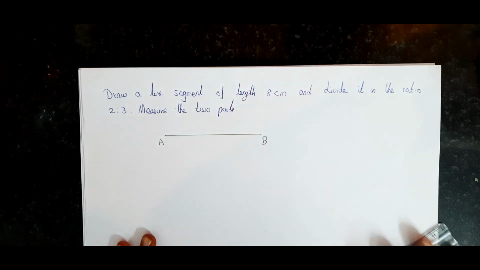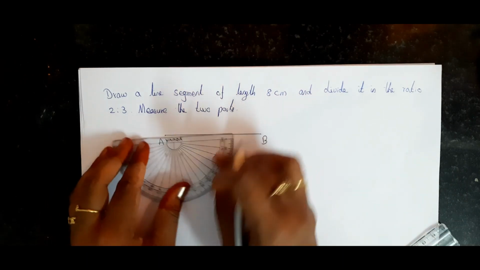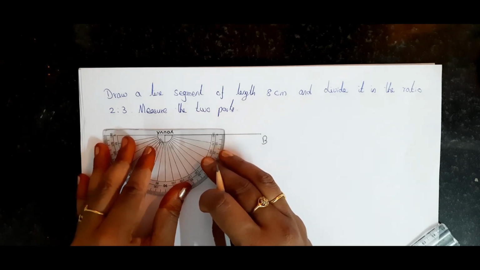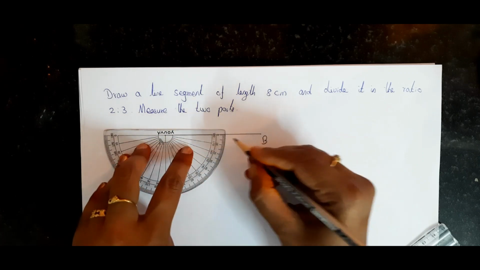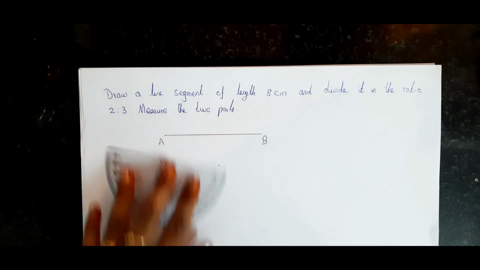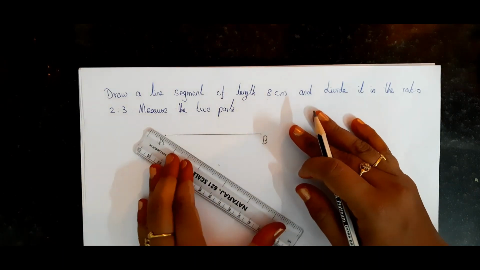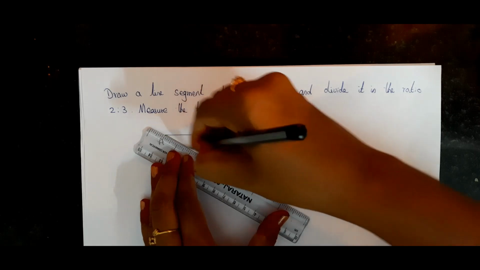So next what should we do? We have to make the acute angle. You can take 30 or 40. I am going to take 30 degrees. So keep the protractor like this from A. Okay, so this is 0, 10, 20, 30. So I mark 30. So using scale, you just extend the line.